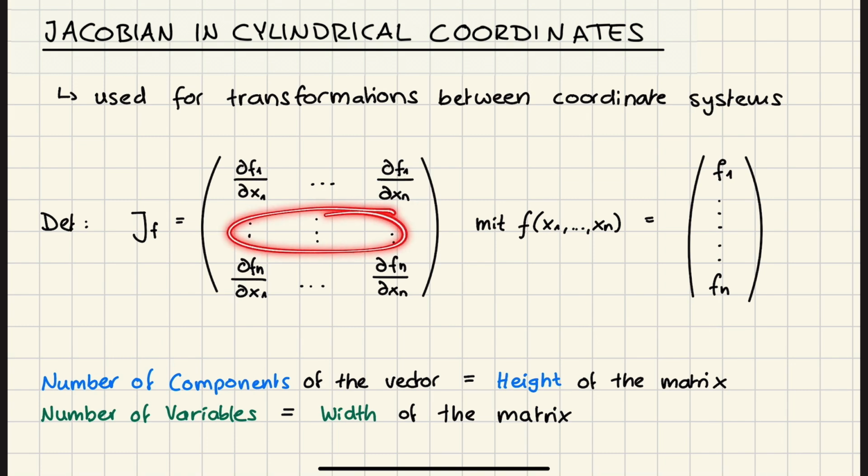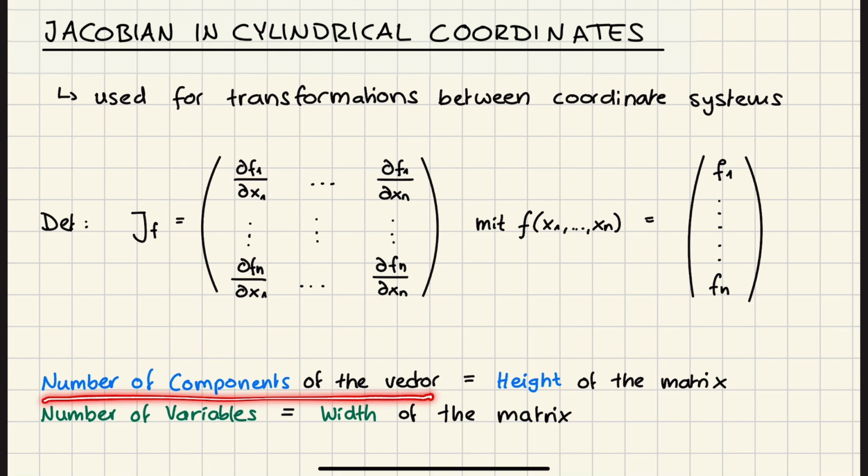In the second row, we're going to do the same for the second component, etc., until we run out of components. Which means that the number of components of our vector determines the height of the matrix, and the number of variables those components contain determines the width of the matrix.